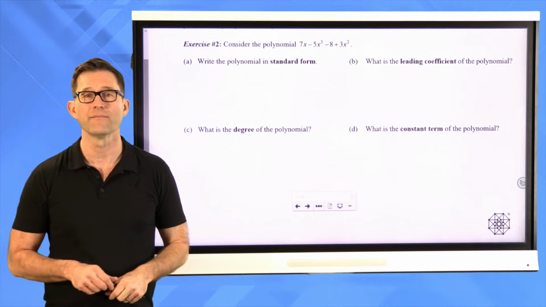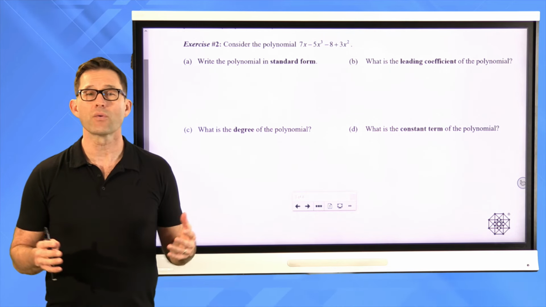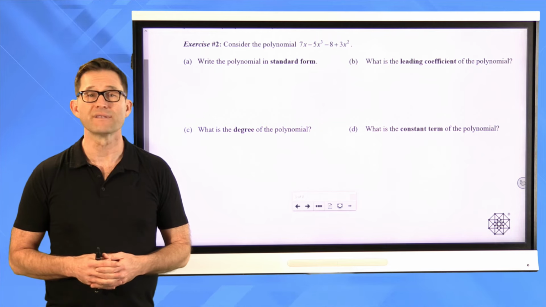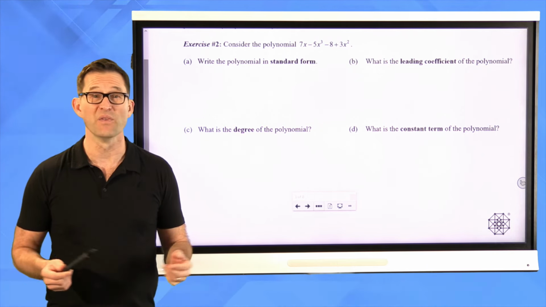Let's take a look. Consider the polynomial 7x minus 5x to the third minus 8 plus 3x squared. Letter A, write the polynomial in standard form. All right, see if you can remember how to write a polynomial in standard form. Pause the video now and take a few seconds, really, to do this.